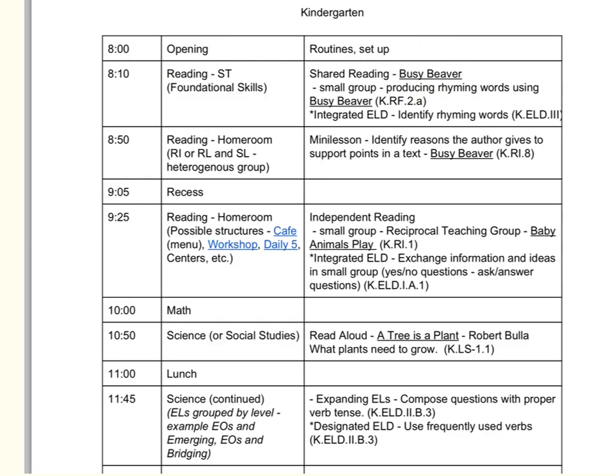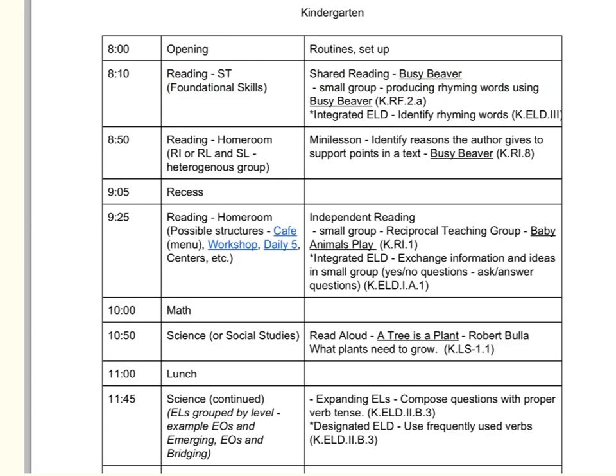And then I might pull a small group that day to work on producing rhyming words, since that is a foundational skill in kindergarten and some students need that type of support. Integrated ELD might look like you pulling a small group aside and working with this small skill, which is identifying rhyming words.